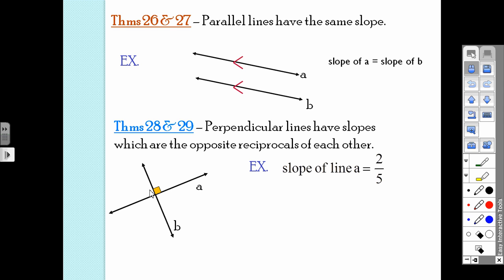So if we wanted to figure out the slope of line B, all we have to do is take this fraction, make it the opposite sign, so since it's positive, it's going to turn negative, and we have to take the reciprocal, which means we're going to flip it upside down. So the 5 is going to move up top and the 2 is going to move down below. So the slope of line B is going to be -5/2. Okay, so there you have it, parallel lines, perpendicular lines, and of course our handy-dandy slope formula.